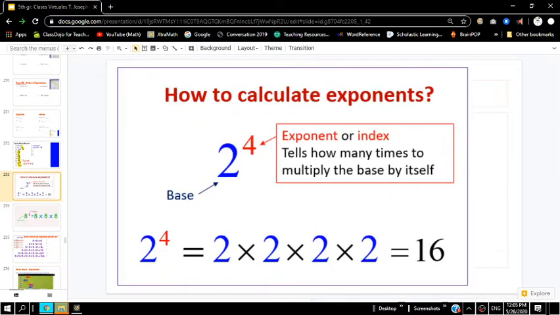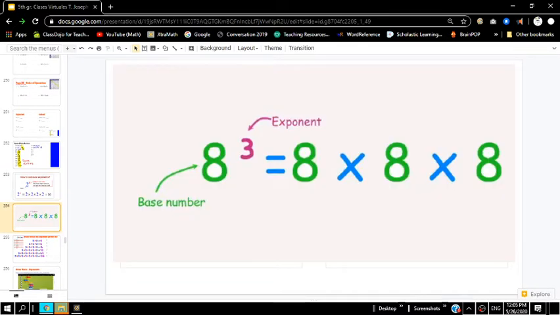When you have an exponent, for example this problem right here, you would take 2, which is our base number, times itself the number of times that our exponent shows. So 2 to the power of 4 would be 2 times 2 times 2 times 2, which equals 16. If we have 8 to the third power, in other words, 8 is our base number and 3 is our exponent, we would take 8 times itself 3 times. So in other words, 8 times 8 times 8.